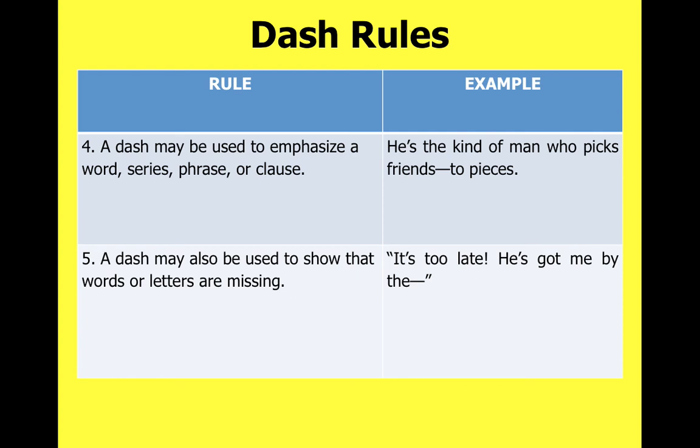Rule number 4, a dash can be used to emphasize a word, series, phrase, or clause. So you might say something like, he's the kind of man who picks his friends to pieces. Okay, so that dash is just used to set off that phrase at the end. And then the last rule, a dash may be used to show that words or letters are missing. It's too late, he's got me by the... Okay, so that dash is used to show the interruption, the trailing off of thought there at the end of the conversation.